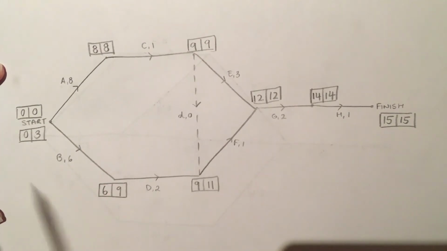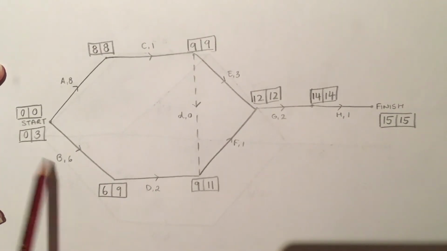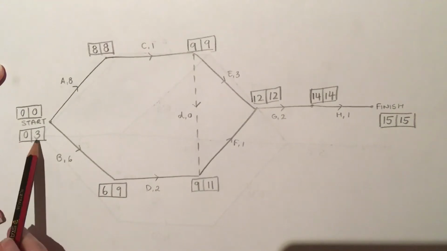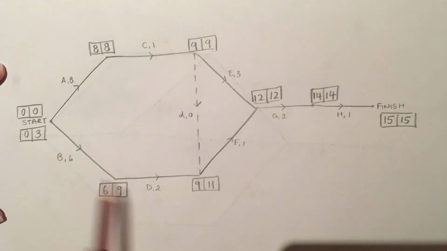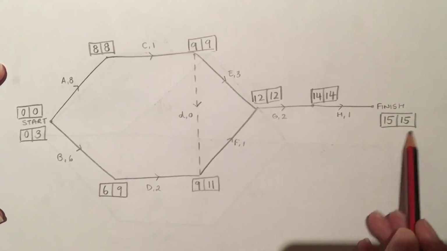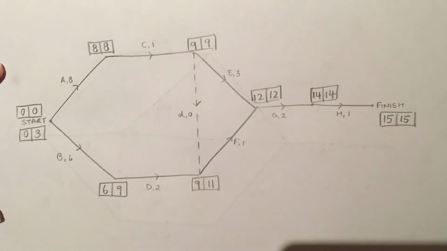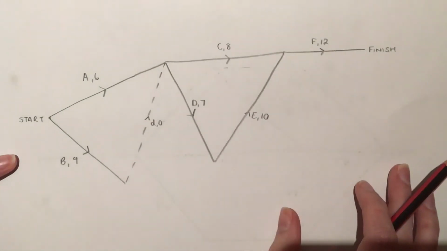And your float time for job B is 3. That's the difference between those two. The float time for D is 3. And the float time for job F is 2. And that's how long you can extend or delay those jobs B, D, or F without changing the overall completion time of the project. So let's flip this over and have a go at this one.